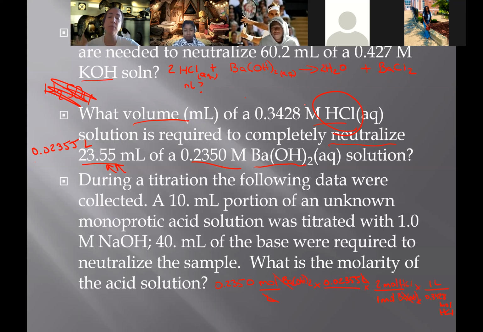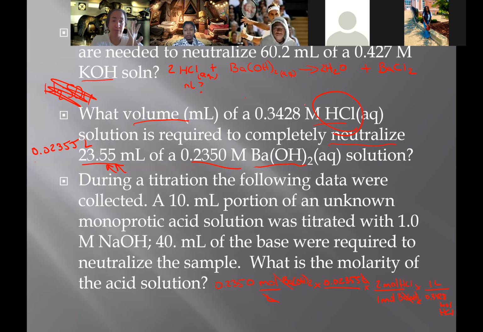So a 10 ml portion of an unknown monoprotic acid solution was titrated with 1 molar sodium hydroxide. Okay, 40 mL of the base were required to neutralize the sample. It's the same type of problem as before, but the only thing is you don't know what the acid is. Do you just use X? Or how do you represent it when you're doing your problems? Well, hold on, give me a second. So the question is, what is the molarity of the acid solution?